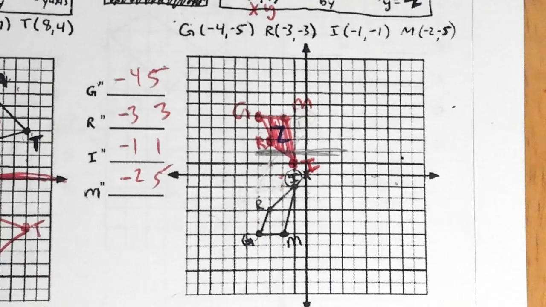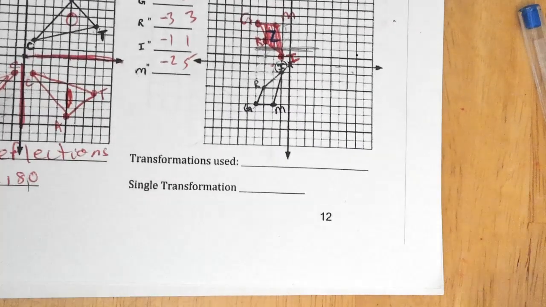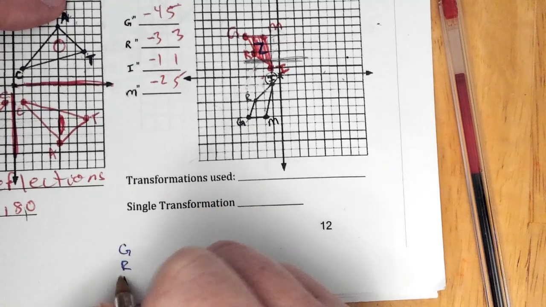Okay, there was a lot of stuff that happened right there, so I want to double check that I got this right. So we have this space down here, so I'm actually going to put the chart down here, so I'm just double checking. So we had G, R, I, and M.